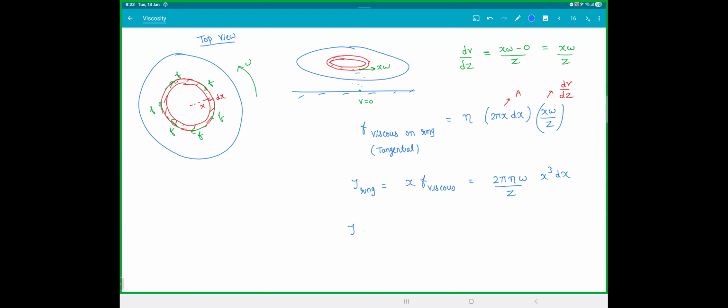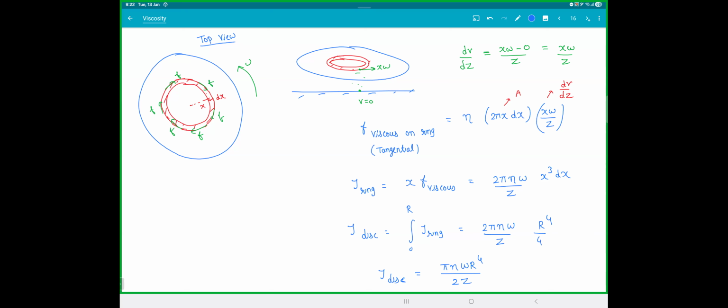What is the torque on the disk? Integrate torque on the ring from 0 to R. So when you integrate this, you end up with 2 pi eta omega by z times R power 4 by 4. Now, be careful. When you're integrating here, you're integrating with x. So omega is constant. So you're finding the torque on the disk for a given omega. That would be pi eta omega R power 4 by 2z. And look at the torque here. It is not constant. Torque is changing with omega. The slower the disk, the lesser the torque.